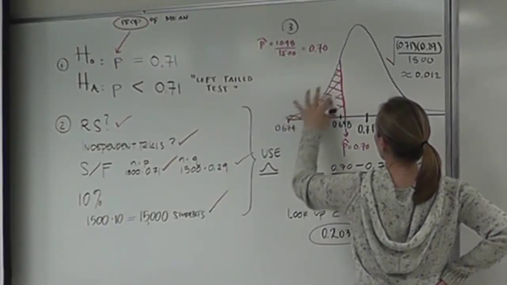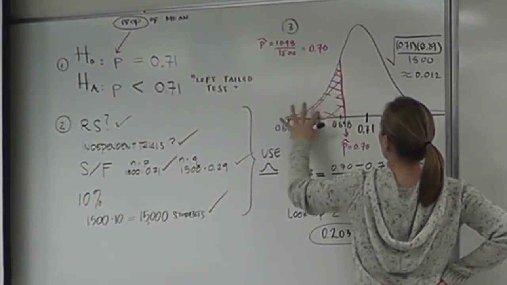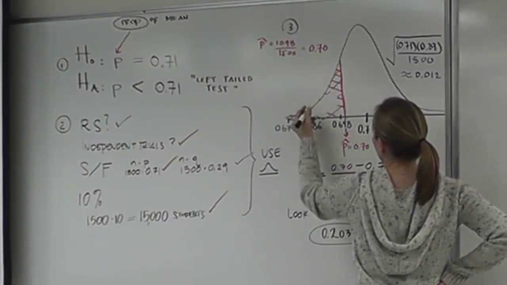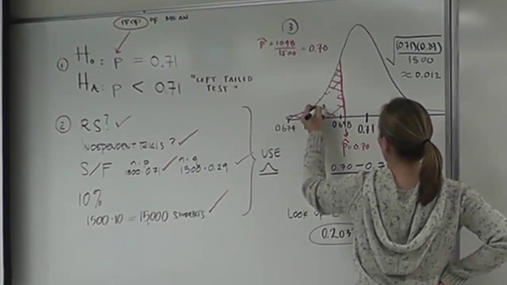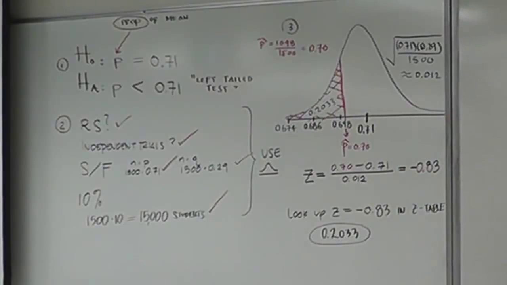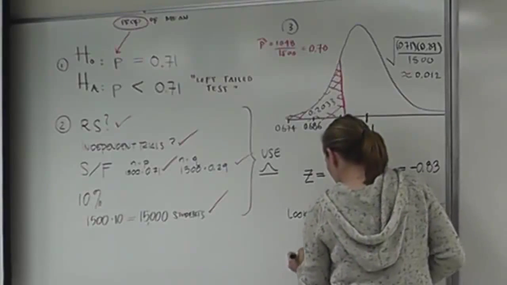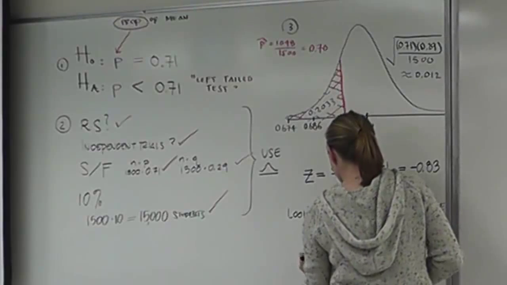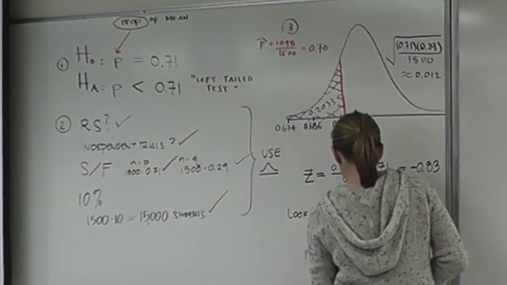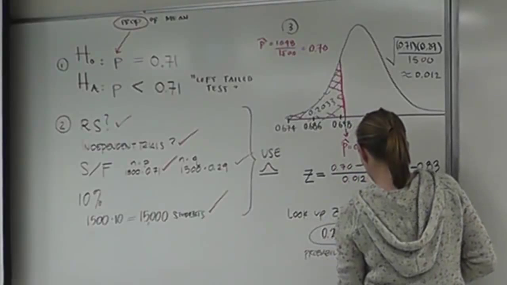So if I kind of make a little space here, I'm asking, okay, what is the area of this shaded area? 0.2033, and that's from the negative 0.83, right? That's our probability. It's called a probability value.